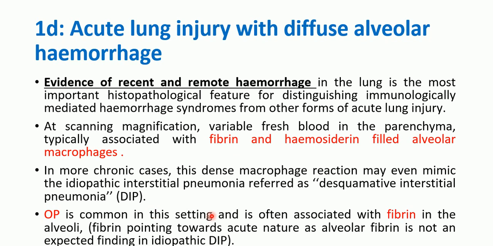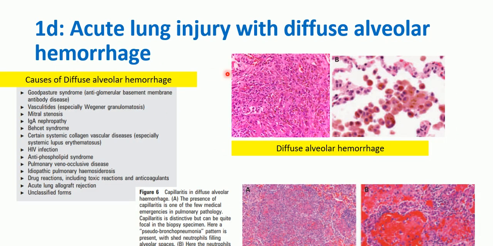Organizing pneumonia is common in this setting and often associated with fibrin in the alveoli. Fibrin is pointing towards the acute nature, as alveolar fibrin is not an expected finding in idiopathic desquamative interstitial pneumonias. So here we encounter a lot of hemorrhage. This is the high power showing hemosiderin-laden macrophages. And there are different causes of diffuse alveolar hemorrhage, ranging from immunologically mediated ones like Goodpasture, vasculitis, Wegener's granulomatosis, to others leading to pulmonary veno-occlusive disease.